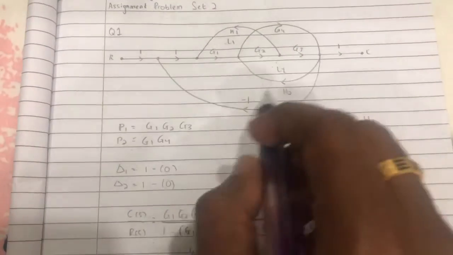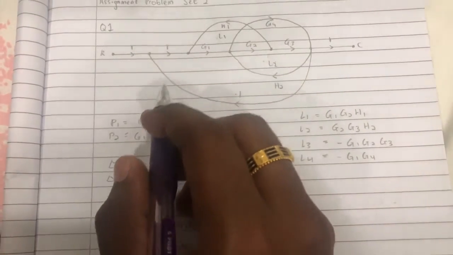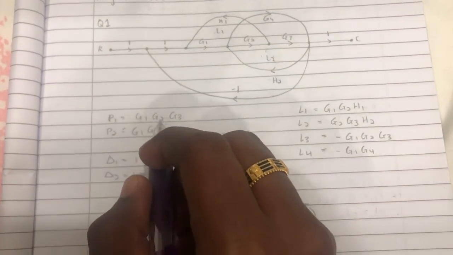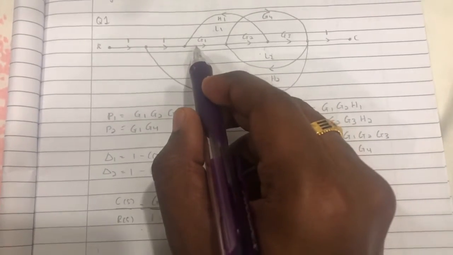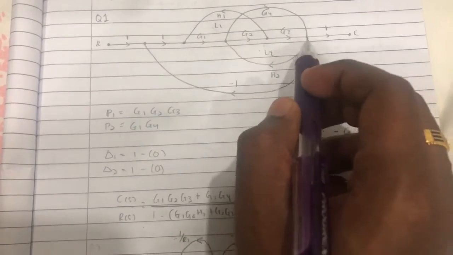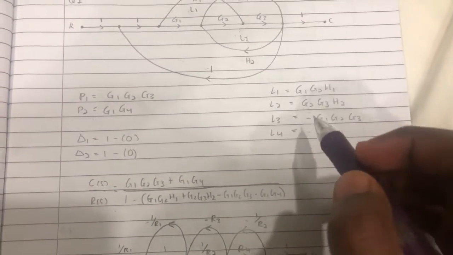As you can see, this is the diagram given to solve. Based on the diagram, we can find two paths: G1, G2, G3 and G1, G4. So there are two paths in this diagram. We can find four loops here.